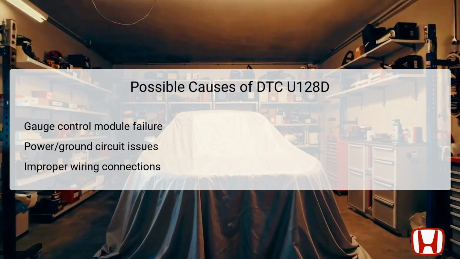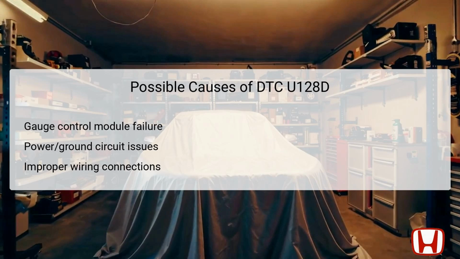The potential causes of DTC U128D primarily revolve around communication failures, with the most common being a malfunction or failure of the gauge control module itself. If this module is faulty, the climate control unit will not receive the necessary data to function correctly. Another common cause can be issues in the power or ground circuits associated with the gauge control module. If these circuits have interruptions or failures, communication can be disrupted, leading to the triggering of the DTC.